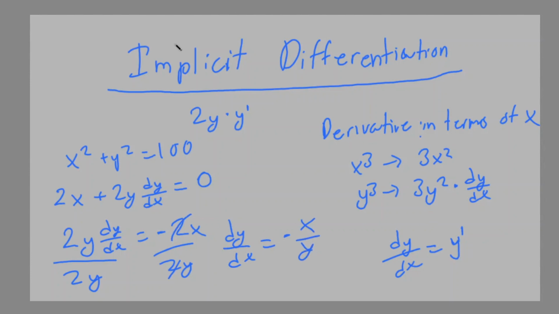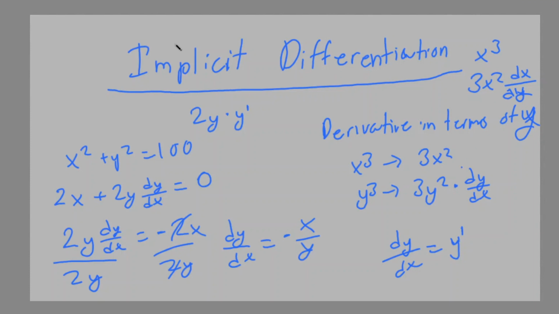And some things to remember here: when you find the derivative in terms of x, for example, x cubed will turn to 3x squared, and then y cubed will turn to 3y squared multiplied by dy dx, or multiplied by y prime. But let's say you're finding the derivative in terms of y, then the derivative of x cubed would now be 3x squared dx dy.